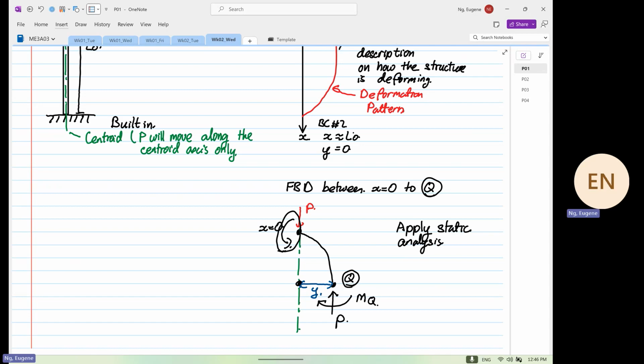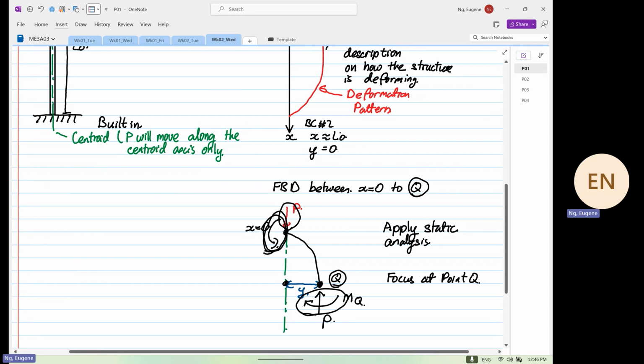With what is going on, we are going to focus at point Q. So point Q is our reference point, yes or no? So now we put our finger at point Q. P will induce a moment about this direction, yes or no? Then you have a counter moment coming in. Good point, I have not thought.